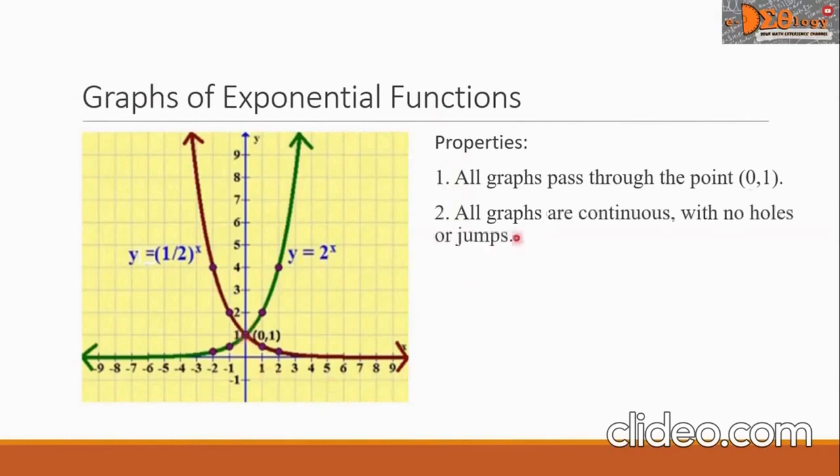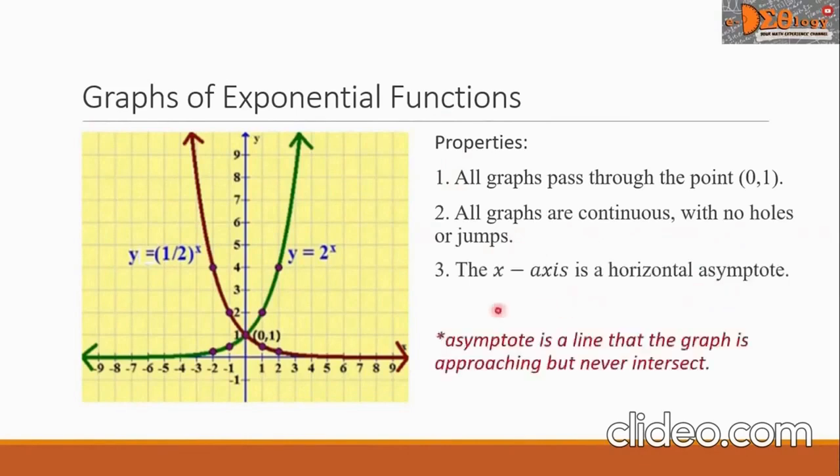Number 2 property, all graphs are continuous with no holes or jumps. Property number 3, the x-axis is a horizontal asymptote. Asymptote is a line that the graph is approaching but never intersects. If you notice the graph, it is approaching the x-axis, but it will never intersect the x-axis.